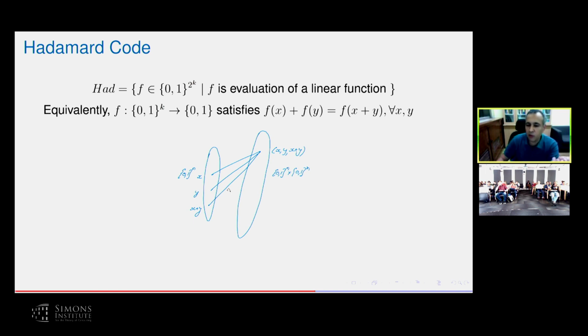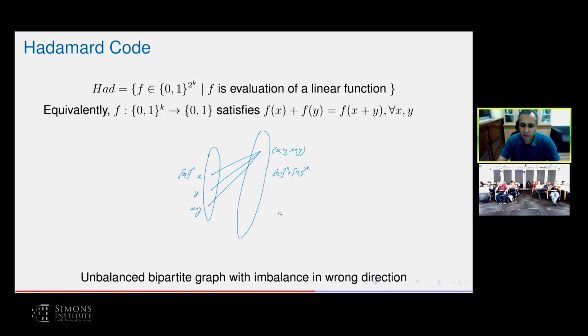So you can come up with a bipartite graph in which the left-hand side has the codeword indices, which are all elements of {0,1} to the k. Sorry, on the figure it should not be n, it's actually {0,1} to the k. On the right-hand side, you have all triples of the form x, y, x plus y, and each is connected to f of x, f of y, and f of x plus y. So this is the corresponding bipartite graph.